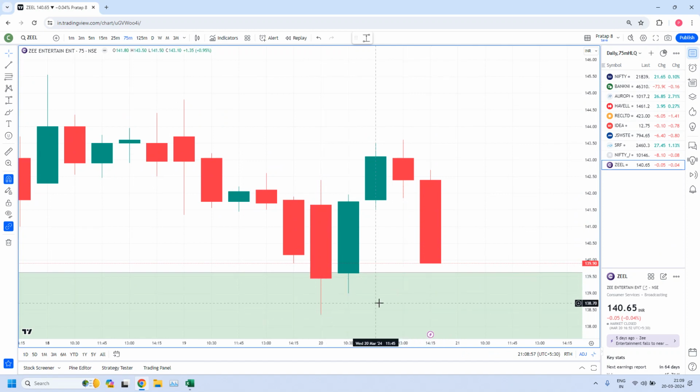here, somewhere here. This is 138 or say 139. From 139 rupees till 143 rupees it went. Sorry, 4 rupees. 20 rupees is some other stock that I will be showing you later. So it's a good profit. It's over 3% profit.